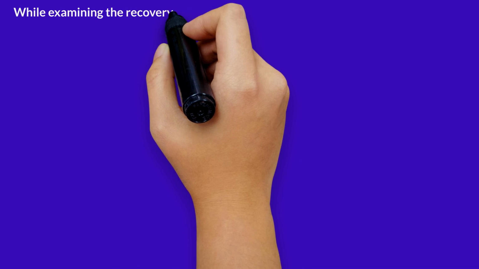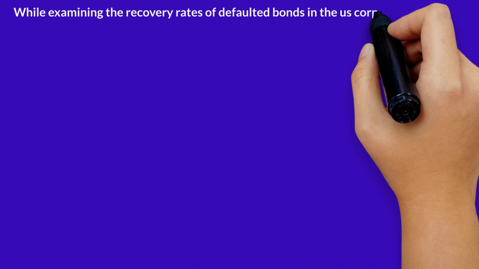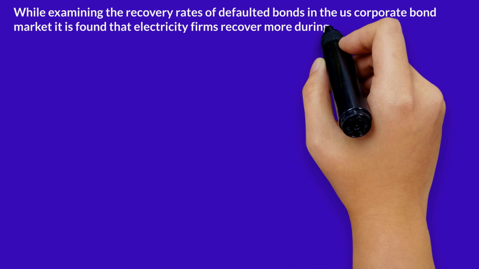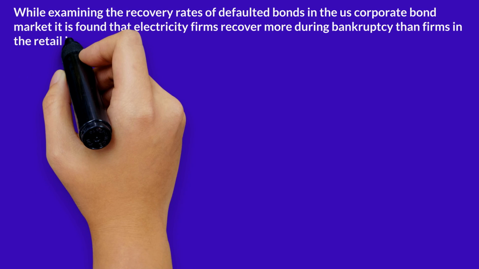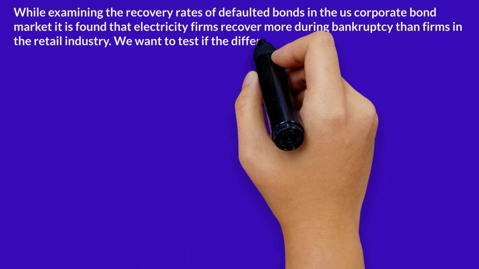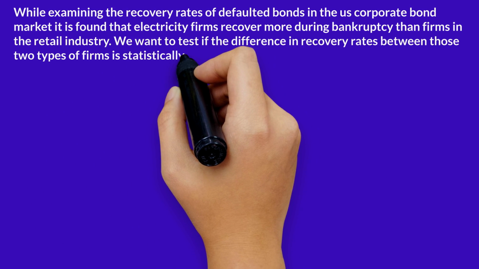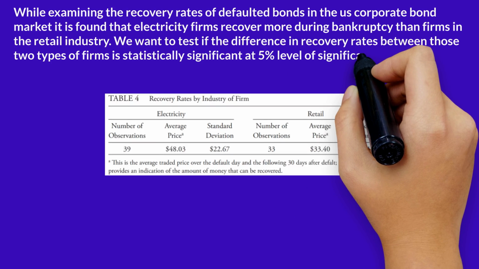While examining the recovery rates of defaulted bonds in the US corporate bond market, it is found that electricity firms recover more during bankruptcy than firms in the retail industry. We want to test if the difference in recovery rates between these two types of firms is statistically significant at the 5% level of significance using the following data.